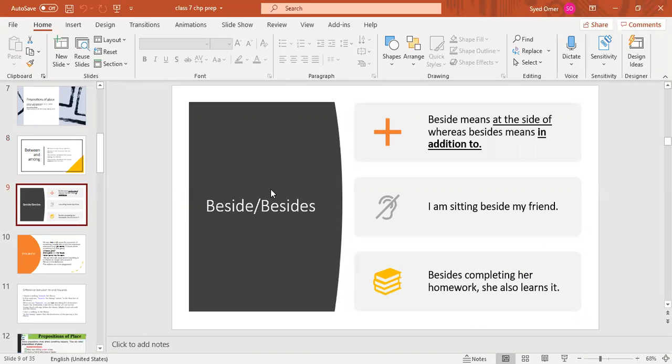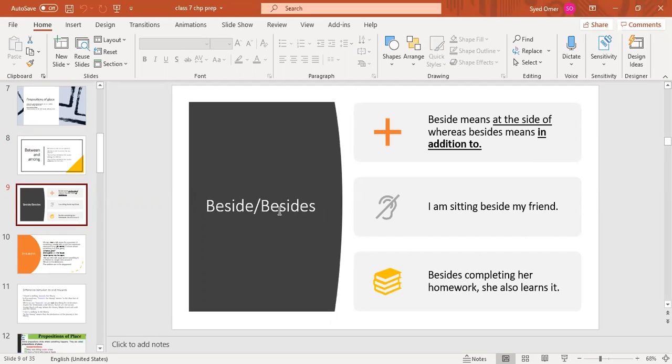Another preposition which is sometimes confusing: beside and besides. Beside means at the side. Muzammil is sitting beside Shayan. Musaf is sitting beside Ali Hassan. This means at the side of. There is a blackboard beside my chair. There is a big garden beside my house, at the side of. So many examples I've given. When we use the word besides, it means in addition to.